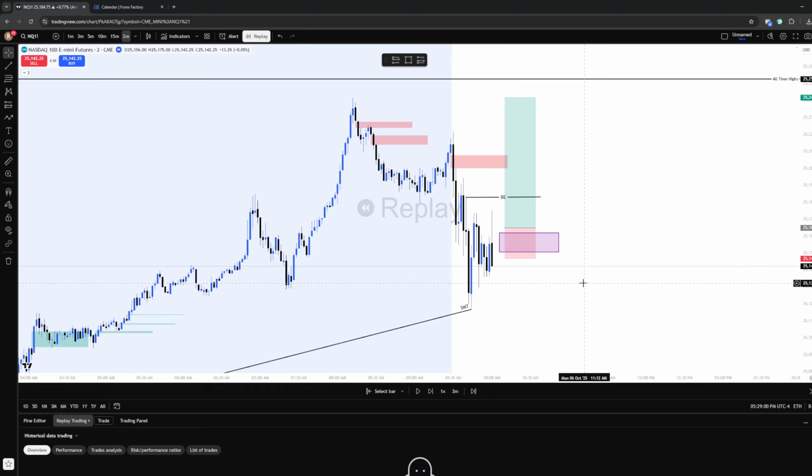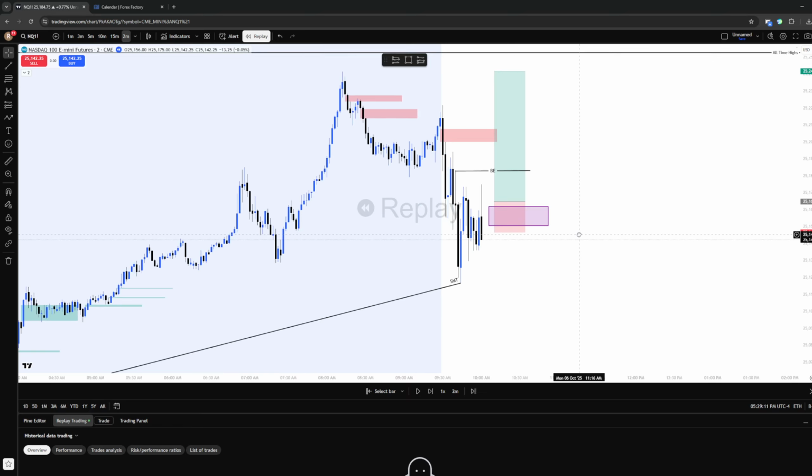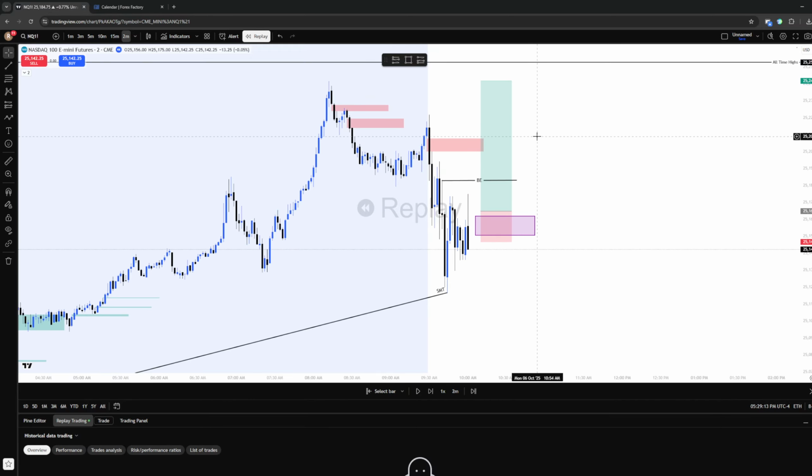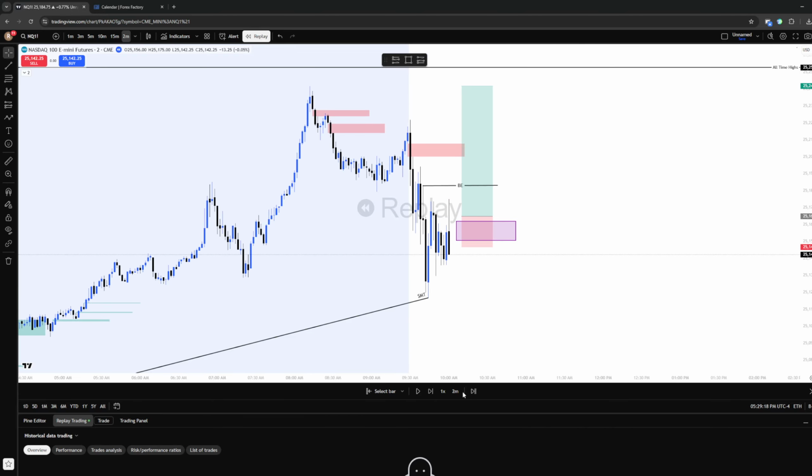Like, it needs to range before we can have either accumulation or distribution, I think are the two words, fancy words anyway. So when this range is here, obviously we don't have the trade yet because it hasn't formed. So let's stop yapping and fast forward this a little bit.